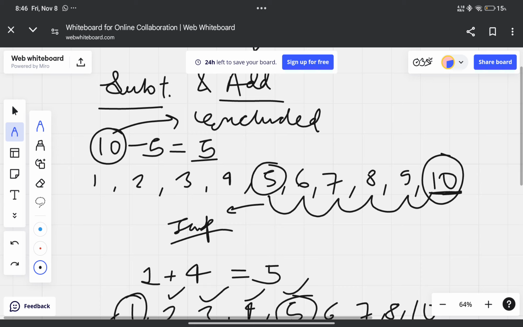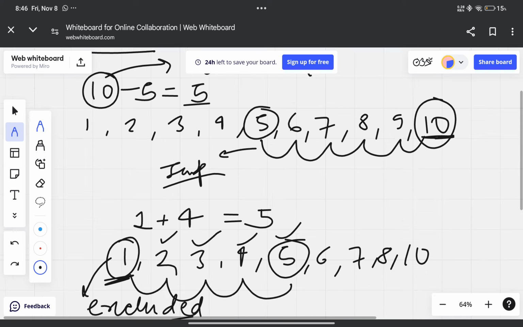You all know from childhood itself. So if you need to subtract 5 from 10, you get 5. And how do you get that? You need to take 5 jumps from 10, you will reach 5. And when you subtract, what you need to do is exclude 10 and then move to 5.